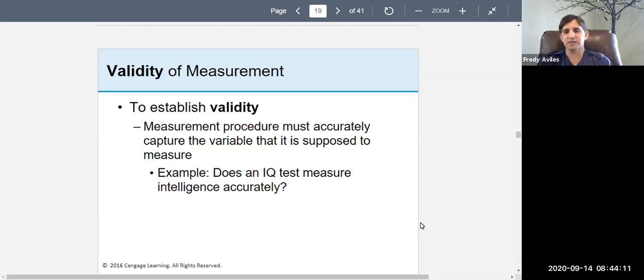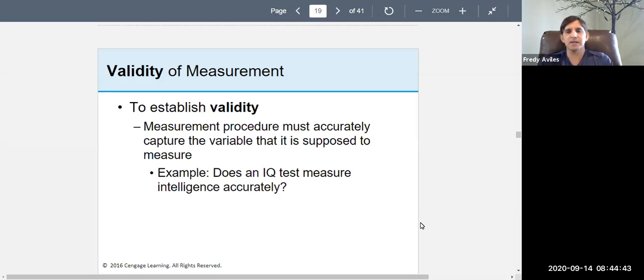So to establish validity, the measurement procedure must accurately capture the variable that it's supposed to measure. In order to have validity, the measurement must actually measure what it's trying to measure. So to have validity for an IQ test, the IQ test really has to be measuring intelligence. Is it really measuring intelligence? Okay, well, that's the thing that has to be determined, and that is very hard to determine. Validity is hard to determine. So does an IQ test really measure intelligence accurately, or is it measuring something else?